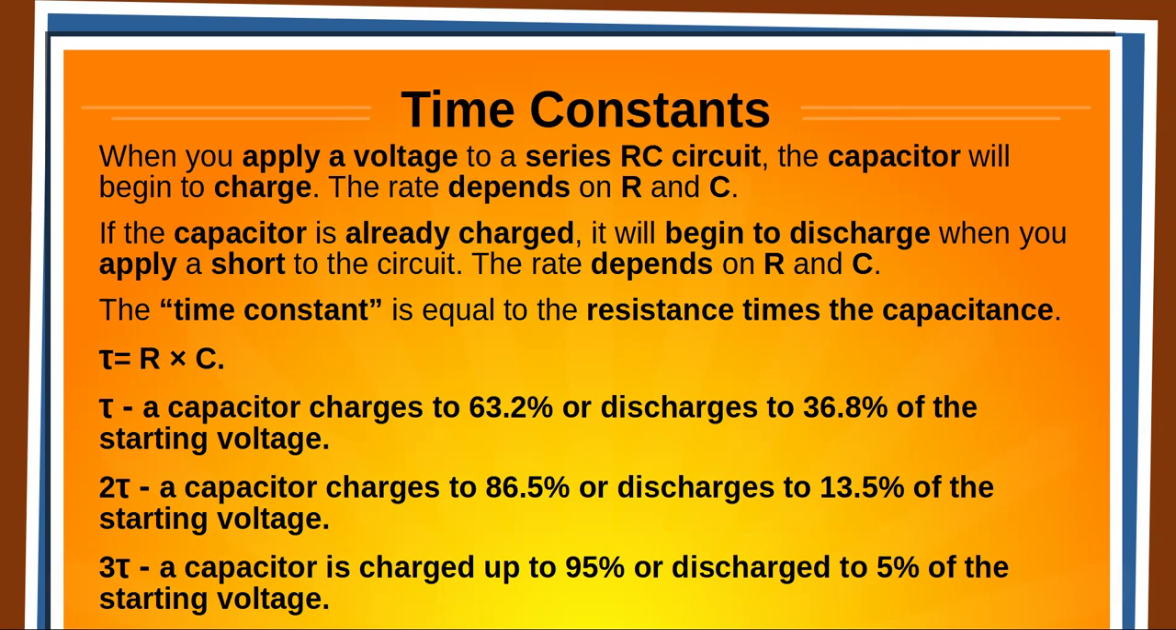Two time constants will get you 86.5% or discharge to 13.5%. And 3 time constants will get you up to 95% or discharge to 5%. So we normally use the 3 time constant rule to get close to full charge or to dissipate the charge.